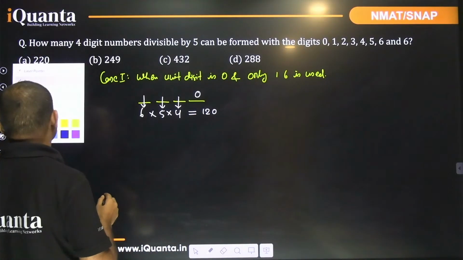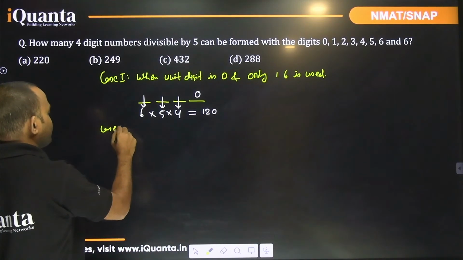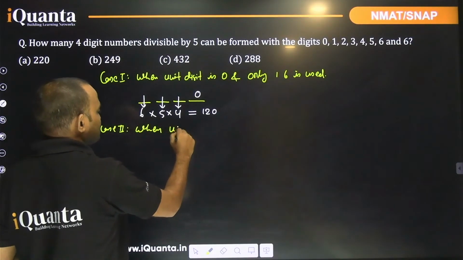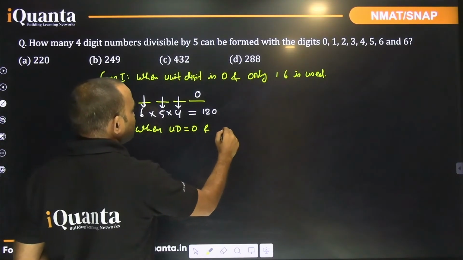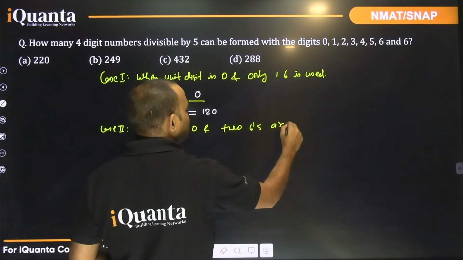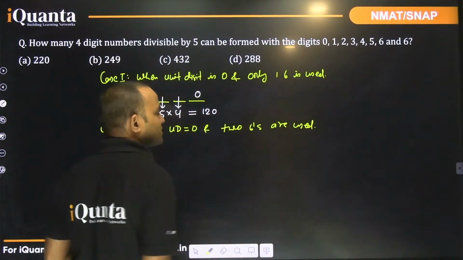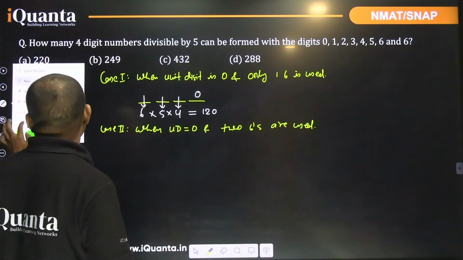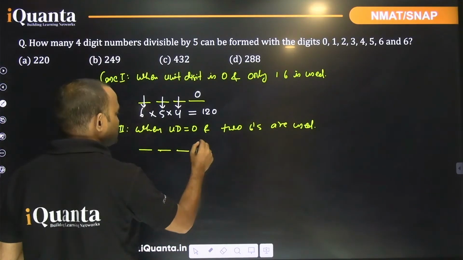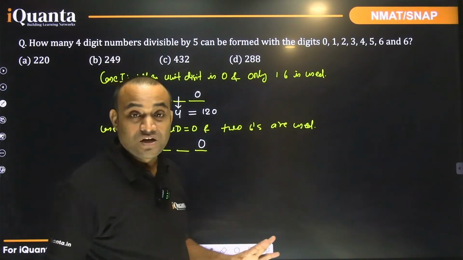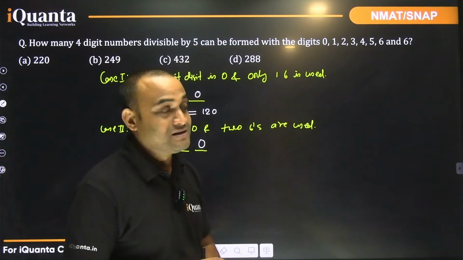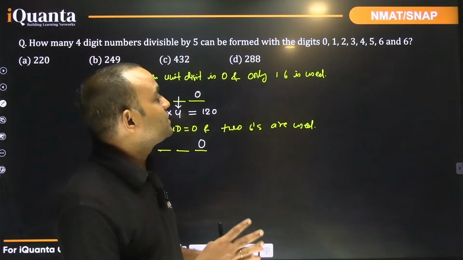And case 2. Case 2: when unit digit is equal to 0 and two 6s are used. So what will happen? 1, 2, 3, 4. So 0 will be here. Now out of these 3 places, in 2 places we need to fill 6, right? And in the rest we can use 1, 2, 3, 4 or 5.